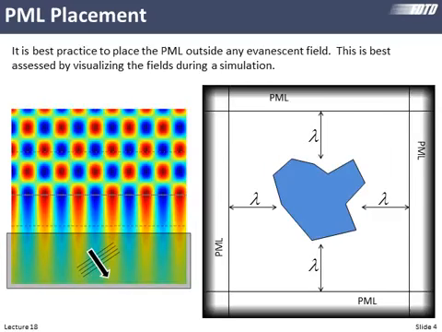The rule of thumb is to make it about a wavelength for devices that are resonant, a quarter wavelength for devices that are not. However, we really need to watch the simulation, visualize the fields, and see if there is an evanescent field extending into our PMLs, because if there is, we need to fix that.